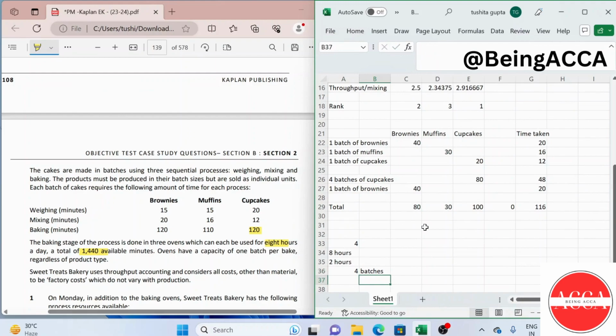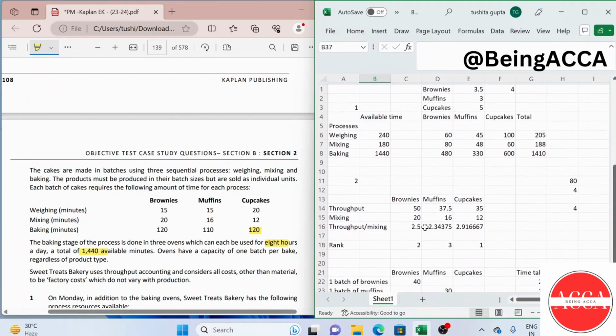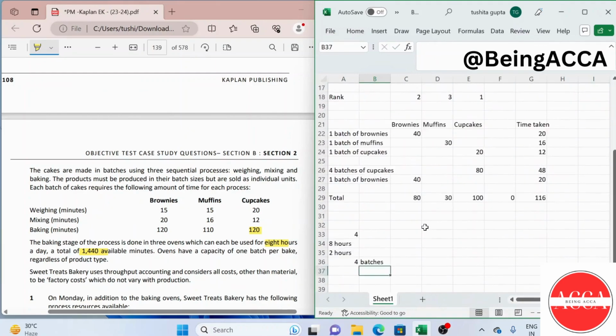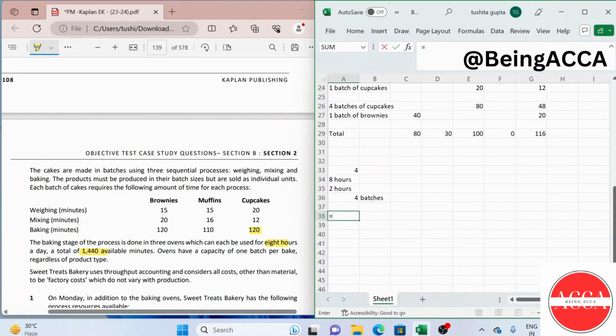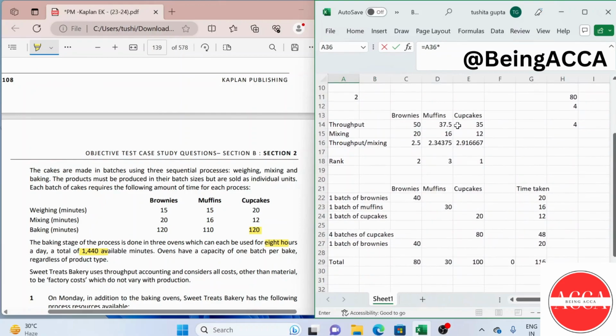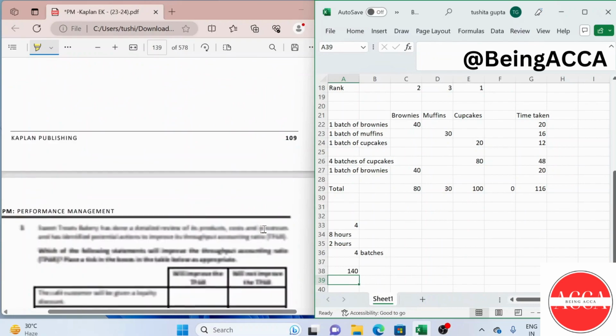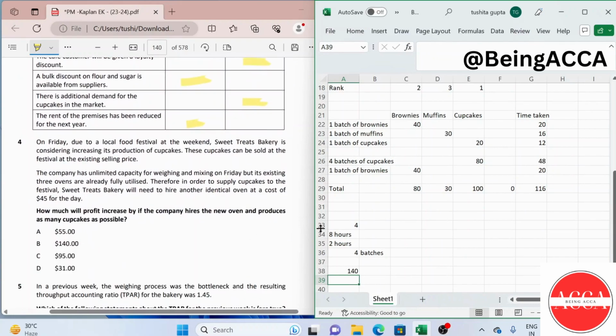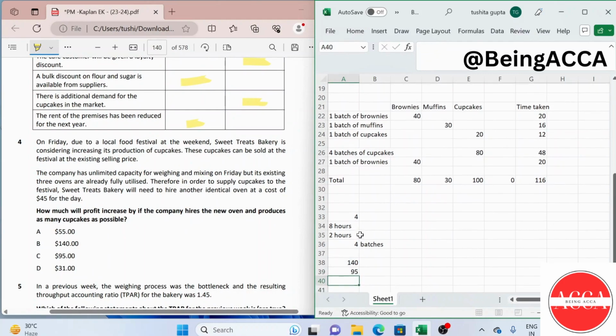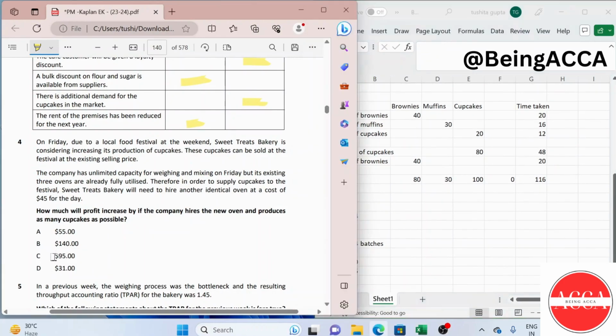So what will be the throughput that I'll be earning from these 4 batches of cupcakes? This is 4, which is the number of batches, multiplied by the throughput contribution per batch. So this is 140. And now I'm just going to subtract the cost of renting this oven. This is 140 minus 45. So this will give me 95. This means I will be earning $95 extra if I hire the new oven and produce the maximum number of cupcakes possible.